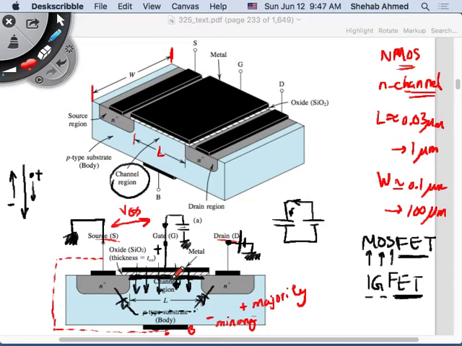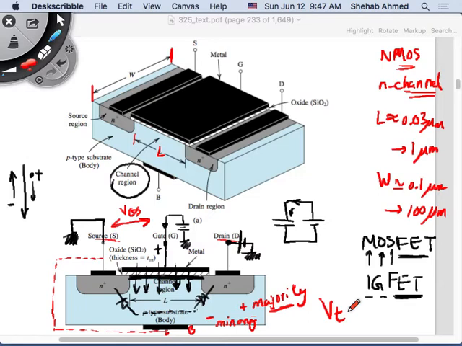Because first, what does this electric field do? First, it pushed down the majority carriers and created this depletion layer, free of the majority carriers. And then, because I have enough electric field strength to overcome a certain threshold voltage V_T, remember the barrier voltage? Something similar, it's called threshold voltage.